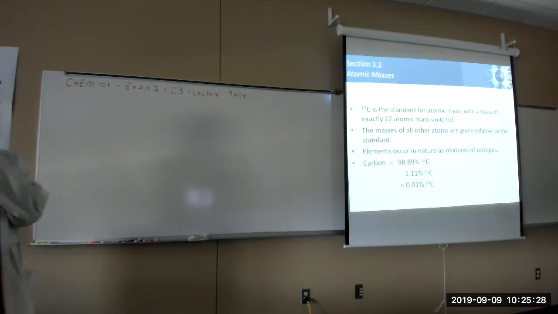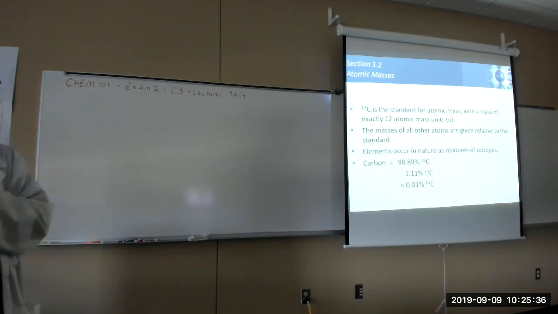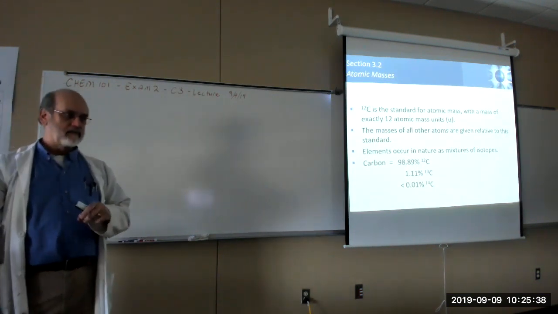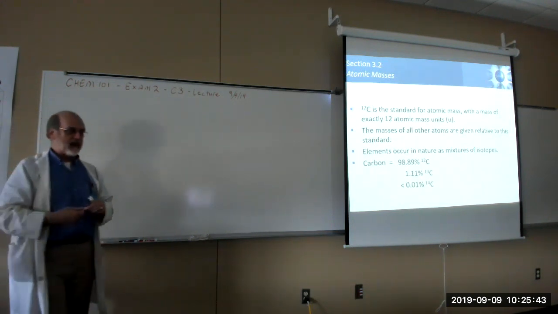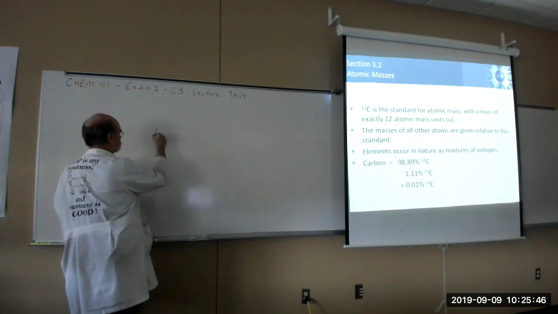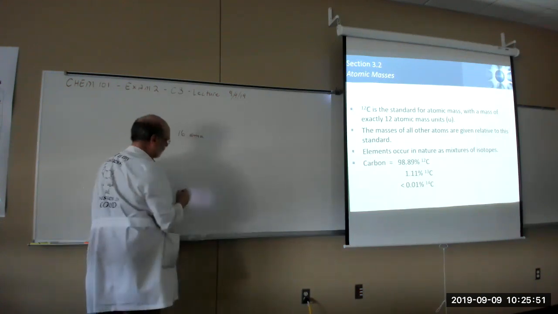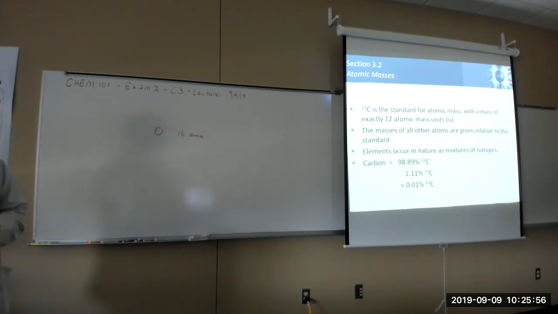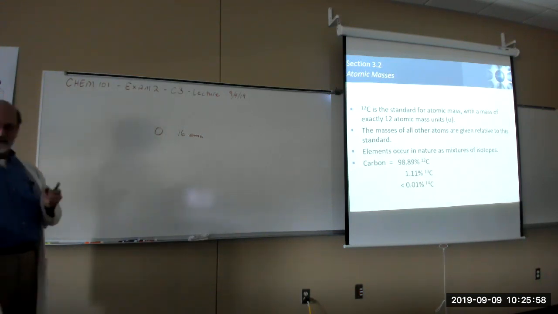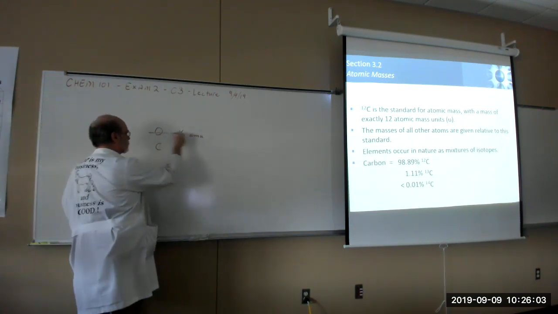But we need a standard. So for the longest time, the standard was oxygen. And it was assumed that each oxygen atom was 16 atomic mass units. But it's difficult to handle gases and get a purified gas to weigh and standardize. So eventually we switched over to carbon.